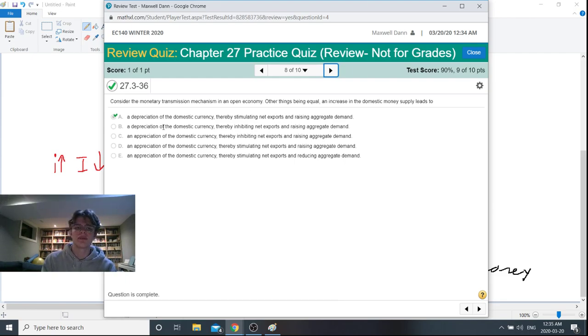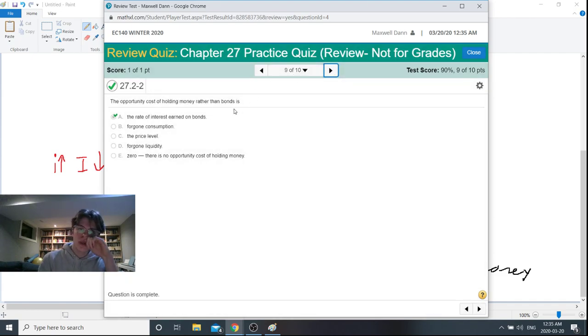What does that mean though? If your currency is worth less, you're going to stimulate net exports, because now it's cheaper to buy from your country. And when you raise your net exports, you raise aggregate expenditure. And when you raise aggregate expenditure, you shift aggregate demand to the right. Shift to the right. The opportunity cost of holding money rather than bonds. Bonds are loans. You earn interest on your loans. So the opportunity cost is the rate of interest that you would have earned on bonds.